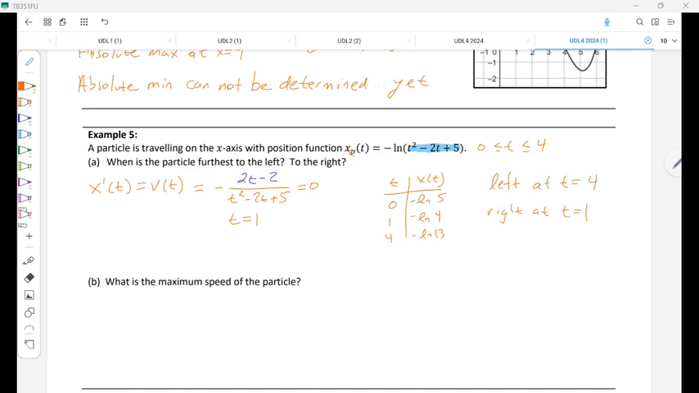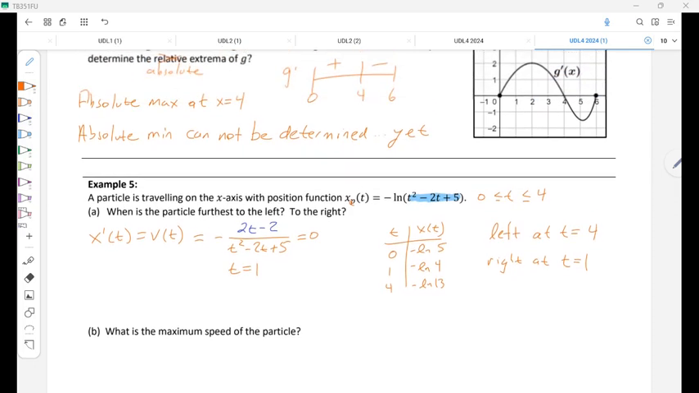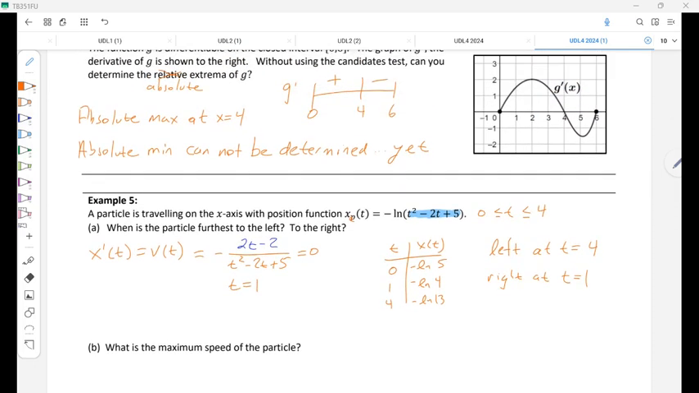Kind of like the example I was talking about yesterday, one of those answers probably could have been solved by making the sign chart, but the other one couldn't have been. I think the answer that we could have said was, it was furthest to the right at t equals 1, because if we look at our sign chart for v of t, we have a critical value at 1, we have hard stops at 0 and 4. Our derivative always has a negative component to it because of the minus out front. And 2t minus 2 is negative before it hits 1 and positive after.